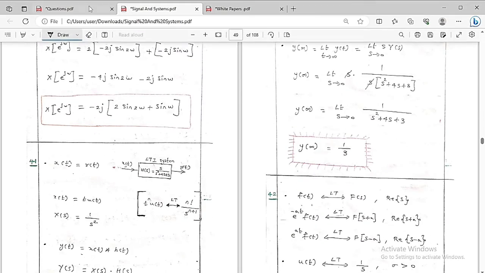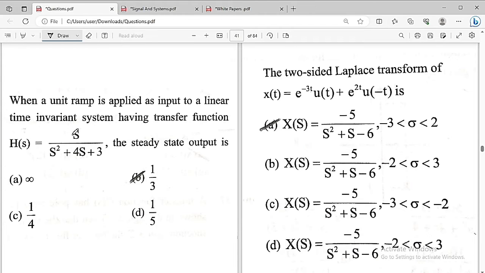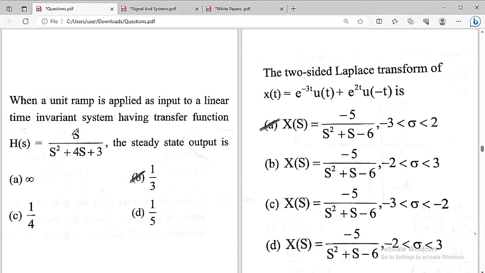So now we are going to solve another question. See the question here. The question says that when a unit ramp is applied as an input to a linear time invariant system having the transfer function h of s is equal to s by s square plus 4s plus 3, the steady state output is.